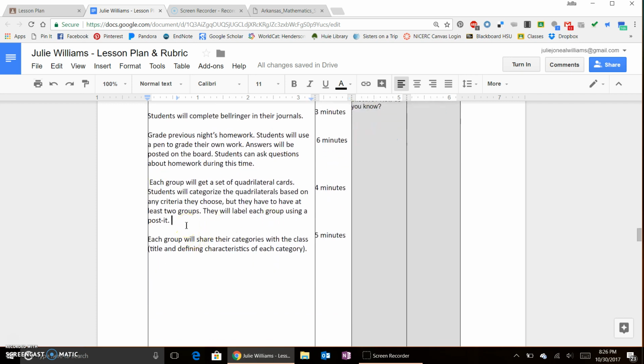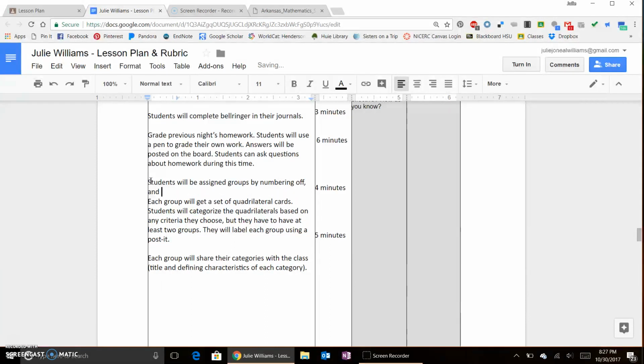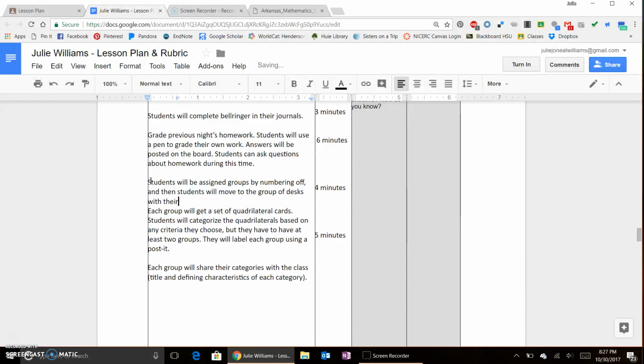Then each group will get a set of quadrilateral cards. Now notice here, I didn't tell you how my students were getting into groups. That might be important. So maybe I need to come in here and add, the students will be assigned groups by numbering off maybe. And then students will move to the group of desks with their number.